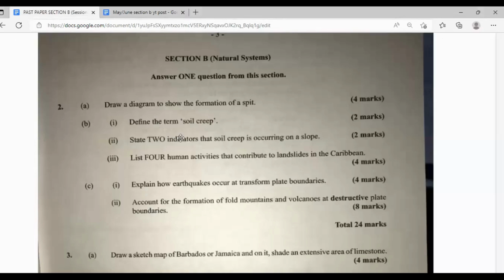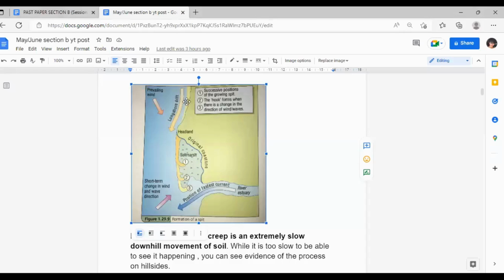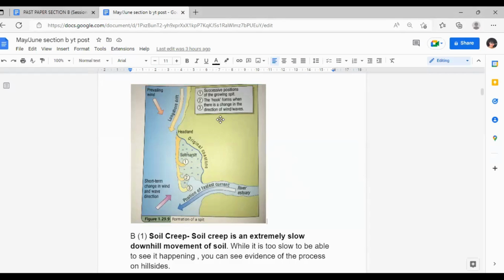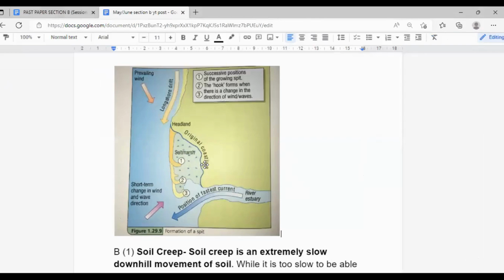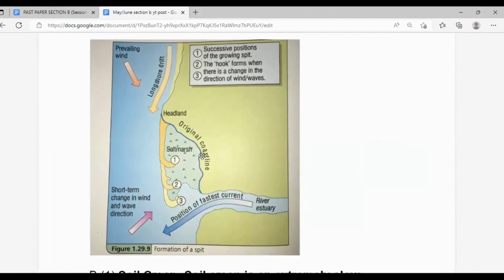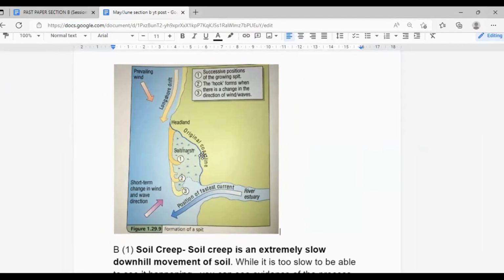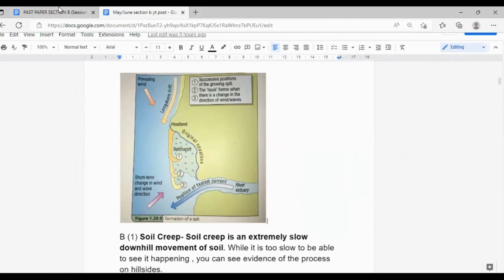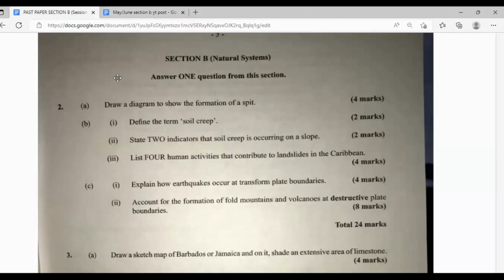So now, question 2, define the term soil creep. Oh, before we move on to question 2, you could choose to use this diagram here as an example for when you have to draw the diagram, or you can use the one that I drew just now. So question 2 B, sorry, define the term soil creep.